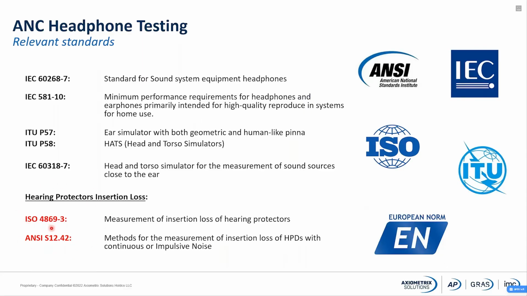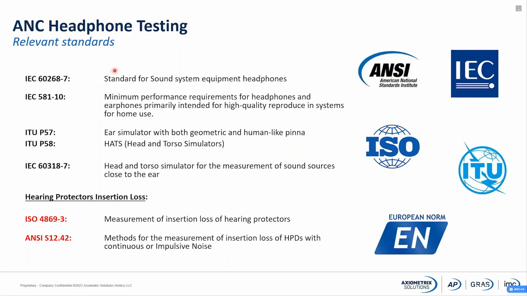And two of these standards are mentioned here. One of them is the ISO 4869-3, measurement of insertion loss of hearing protectors. And the other one is the ANSI 12.42, methods for the measurement of insertion loss of hearing protection devices with continuous or impulsive noise.